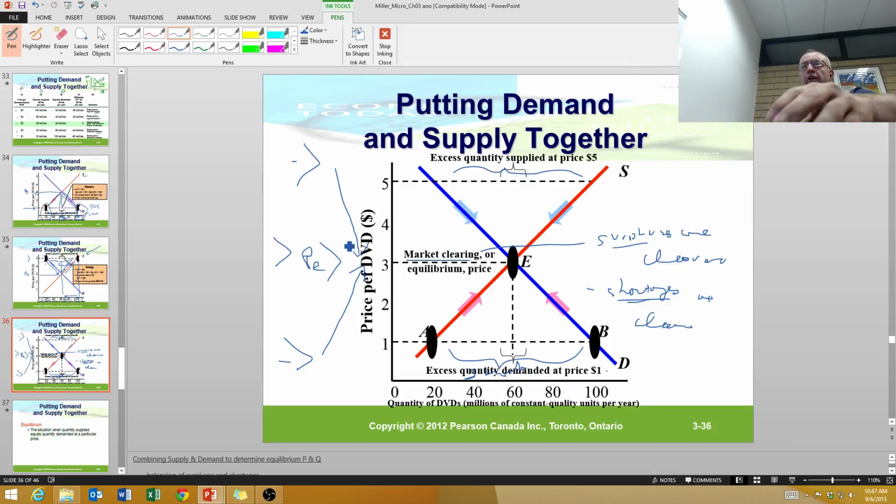Okay, so the final little section here, so we know that the market price is determined by the interplay of supply and demand. So the market price eventually gravitates towards the equilibrium price, and the market quantity gravitates towards equilibrium quantity.